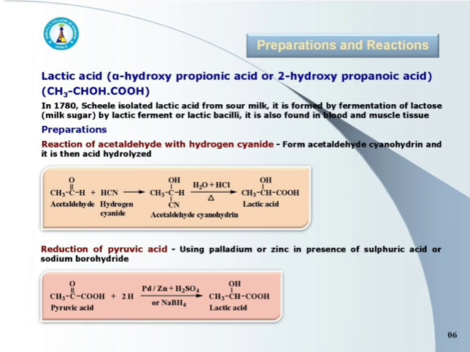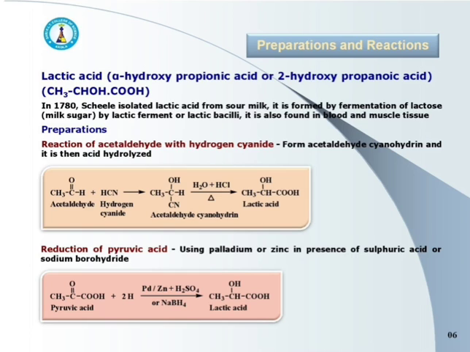In 1780, Scheele isolated lactic acid from sour milk. It is formed by the fermentation of lactose, that is milk sugar, by lactic ferment or lactic bacilli. Lactic acid is also found in blood and muscle tissue. Let's discuss the preparations of lactic acid.